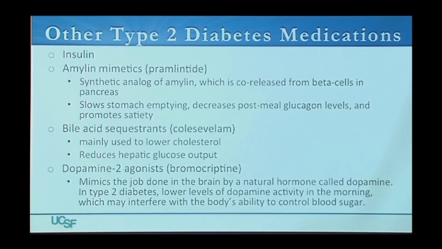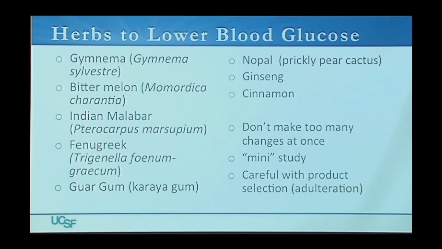And then there's another medicine called bromocriptine. Not really sure how it works, but it seems to kind of reset our brain's hormone that might be involved in blood glucose control. I have never seen it used, but just to know, you might see it listed out there. We don't use it here. And then finally, I often get asked questions about, what about herbs? Are there herbs that help lower the blood glucose? And indeed there are.